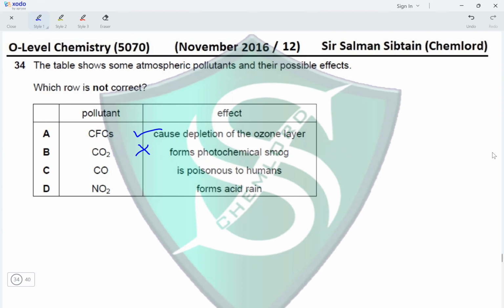Carbon monoxide is poisonous to humans. Yes, it binds with hemoglobin and prevents the uptake of oxygen. Nitrogen dioxide forms acid rain. Yes, it is the catalyst in acid rain formation. So the gas with the wrong effect is carbon dioxide, making option B the correct option for this question.